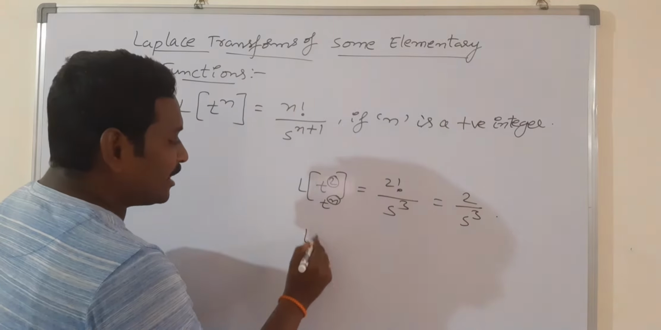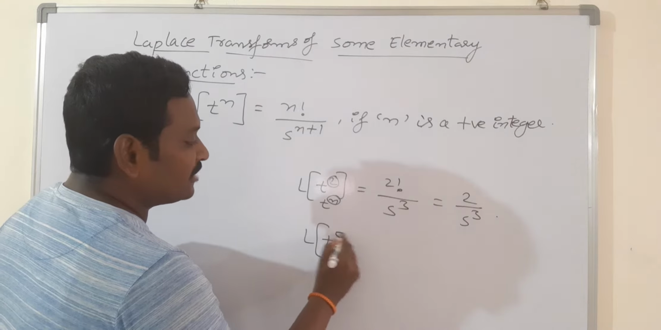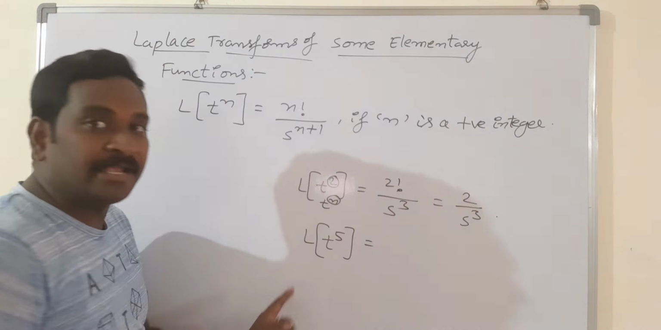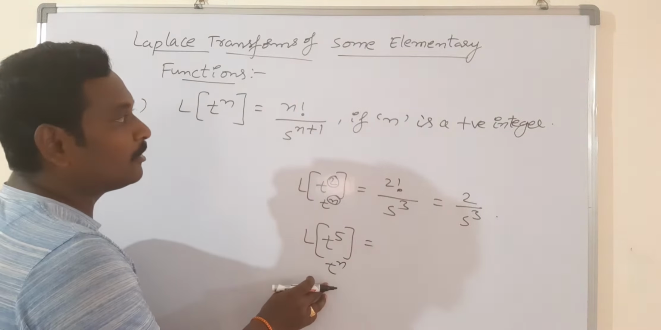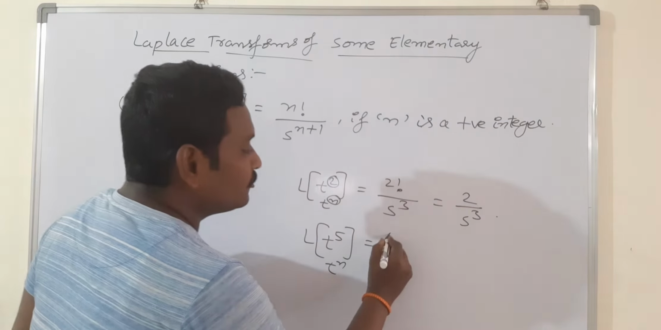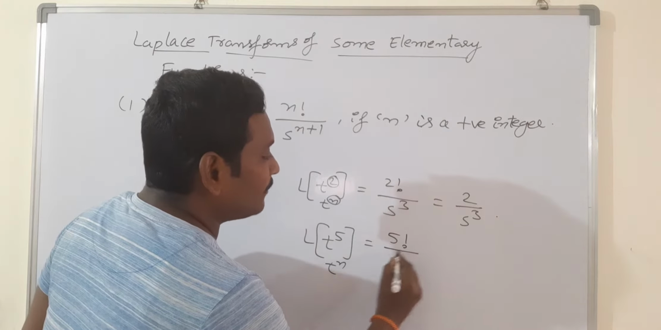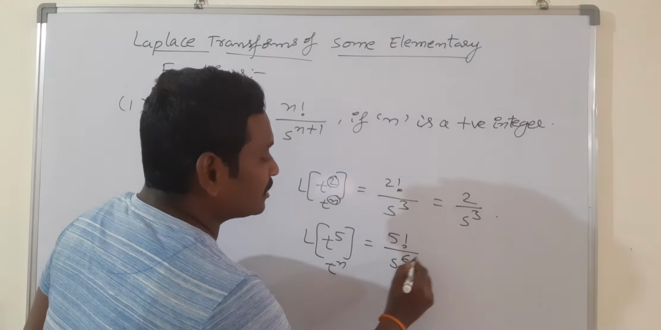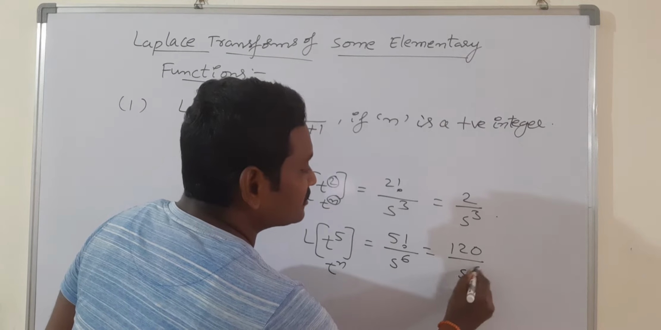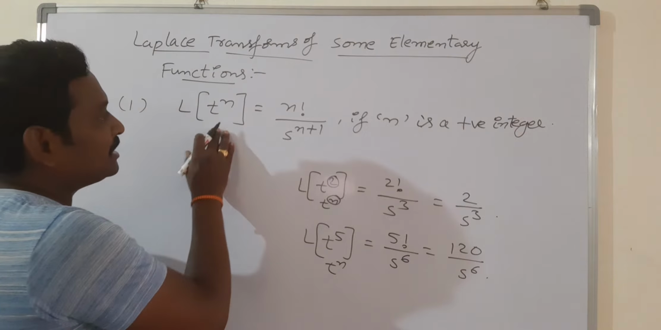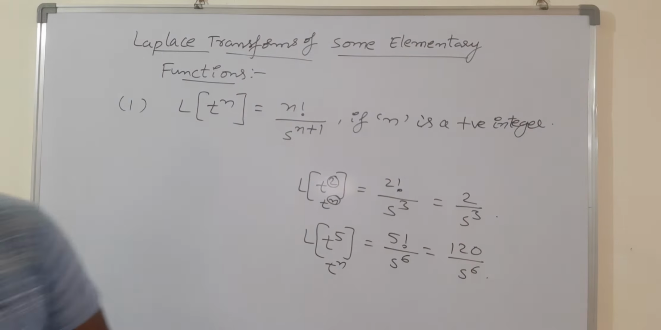In a similar way, suppose we have to find L of t power 5. Then t power 5 is also in the form of t power n, so apply this formula. You will get 5 factorial by s power 5 plus 1. So 5 factorial is nothing but 120, so 120 by s power 6. In this way we can apply this formula.